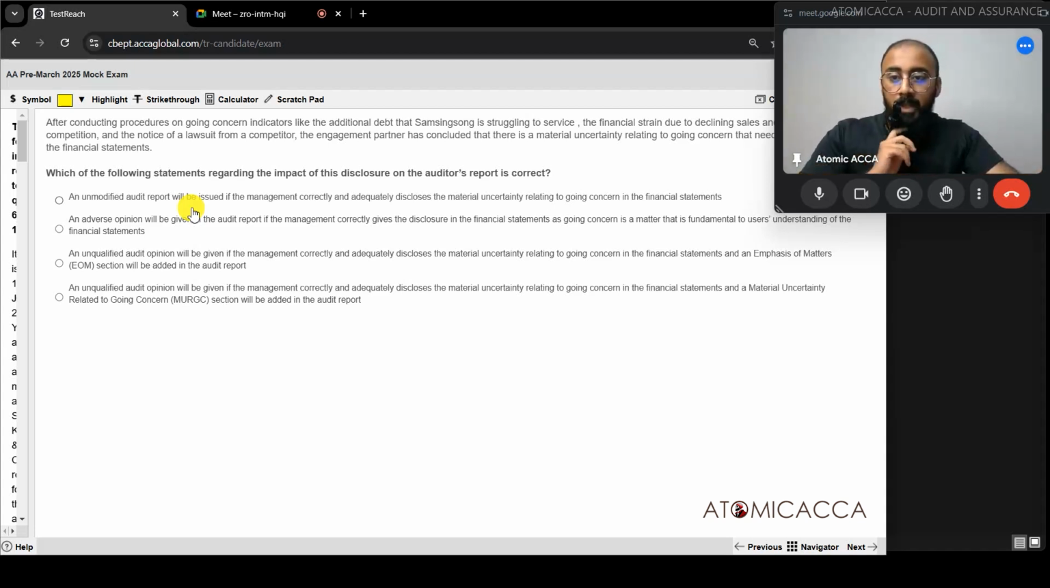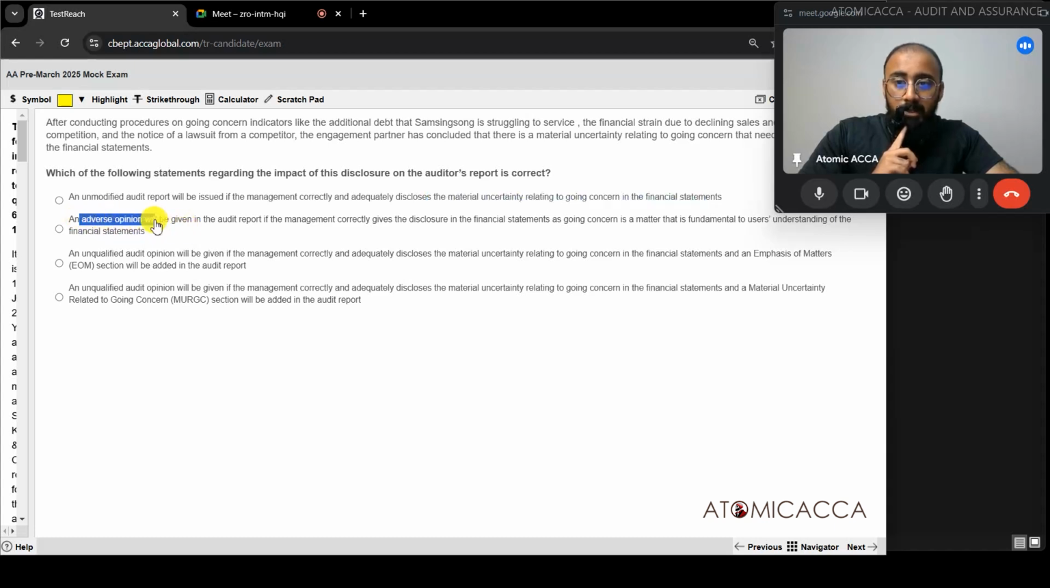So an unmodified audit report, here itself it went wrong. It will be a modified audit report because a new paragraph is to be used. So there itself it went wrong, but let's read the remaining. Will be issued if management correctly and adequately discloses the material uncertainty related to going concern. So that is wrong. An adverse opinion will be given.